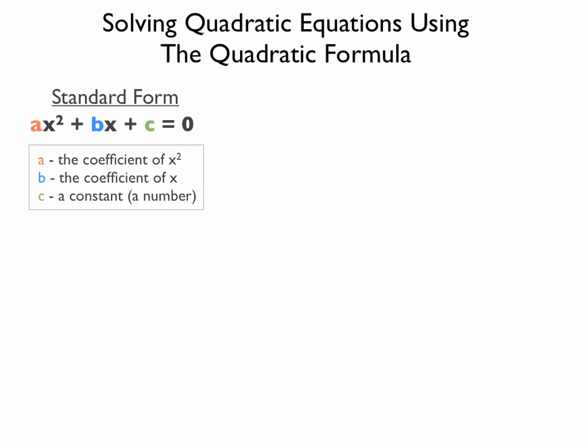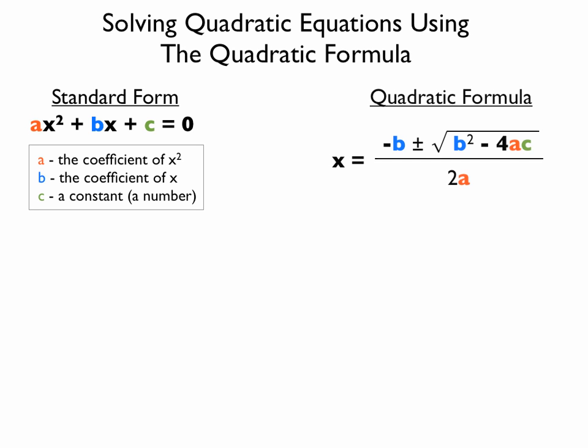So, let's first review the standard form of a quadratic equation, which is ax squared plus bx plus c equals 0, where a is the coefficient of x squared, b is the coefficient of x, and c is a constant, or just a number. Now the quadratic formula is x equals negative b plus or minus the square root of b squared minus 4ac all over 2a.